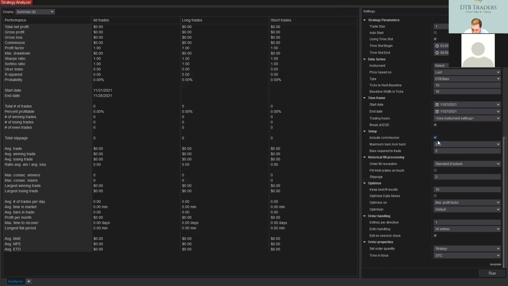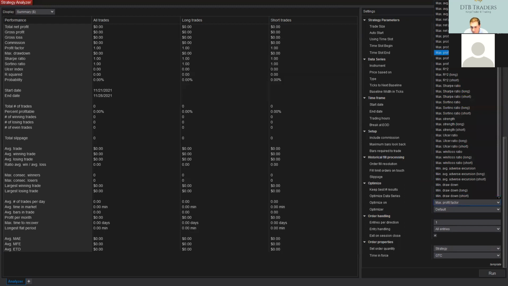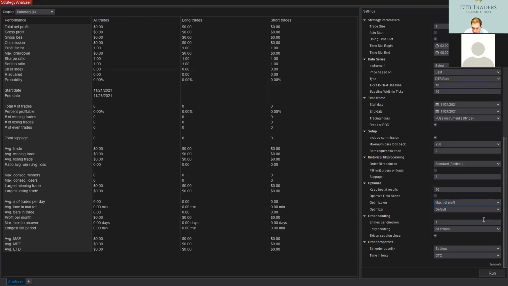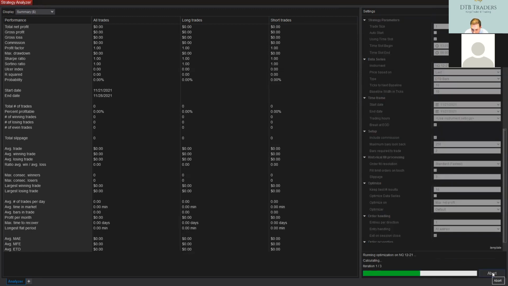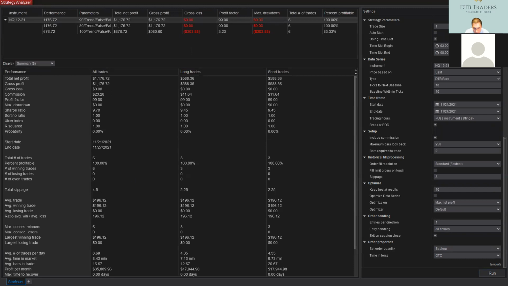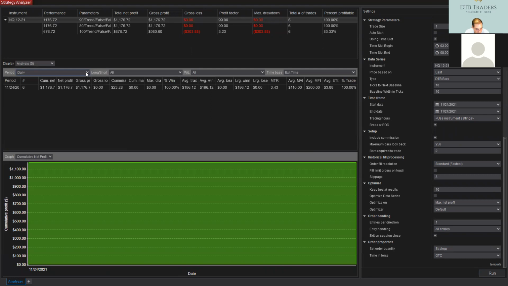Up until now, including commission and slippage. The slippage in this analyzer is really the spread between the bid and the ask. So whatever the spread between the bid and the ask is, put that in there as a minimum. That's going to give you the closest values to real-time trading.